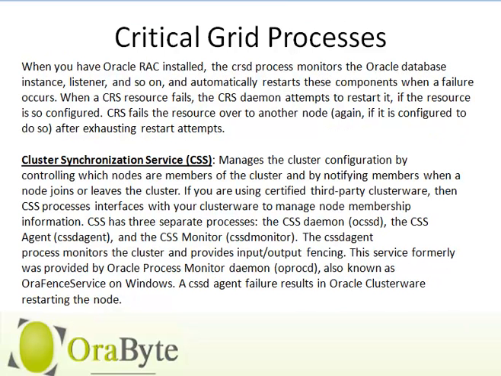So when a resource goes down, it will try to start it automatically. For example, if your listener goes down or an instance goes down, CRS will try to restart it a couple of times. After it has exhausted those retries, the instance or the listener will be moved over to the surviving node. So one of the nodes will have instance 1 and instance 2.